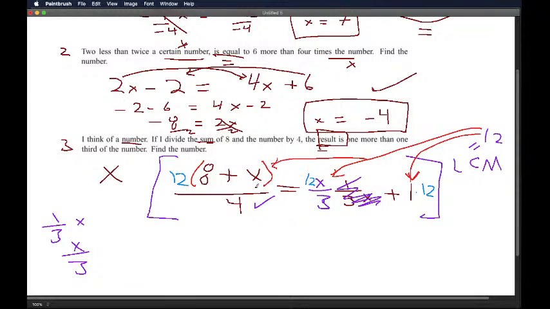Now let's start crossing stuff out. 12 divided by 4 is 3. 12 divided by 3 is 4. And 12 times 1 is 12. So let me rewrite it so it's a little bit prettier, okay? That's a 4 times x. And this is a 12 here, like so.